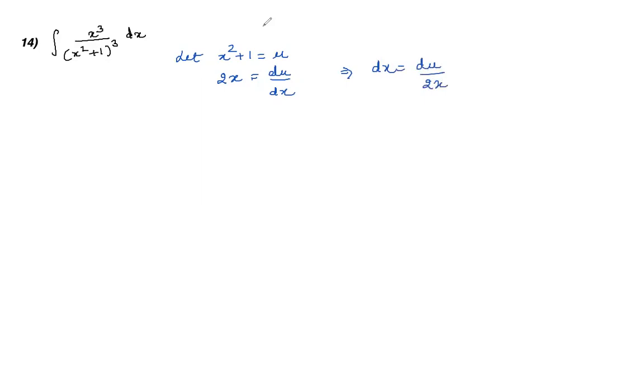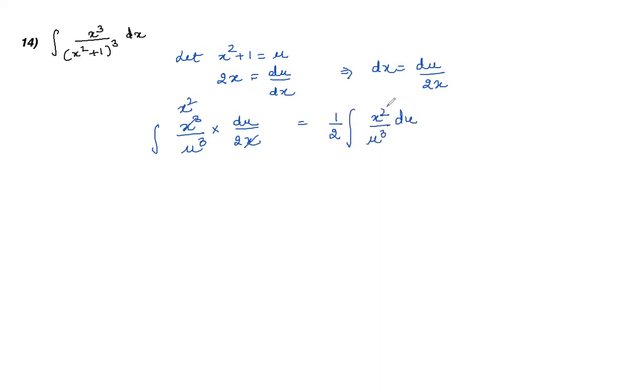Now I'll substitute the values back in the question. So it would be, I'm keeping x cube as it is, and for x square plus 1 I can put u cube. Now for dx I'll put du upon 2x. So one x will get eliminated and it will be x square. Now what I'm doing is I'm taking the constant term outside the integration sign. So it would be x square upon u cube into du.